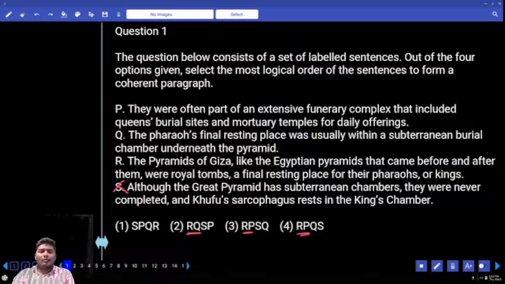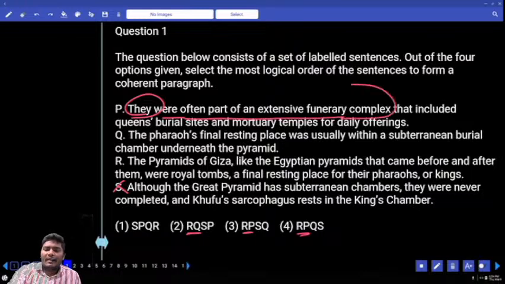Which one is correct out of those two? Tell me your answer. What do you mean by "they" here? Which one is correct? "They were often part of an extensive funerary complex." Which were part of this complex? Complex is nothing but one area. Now what were the part of some area? Tell me your answer. Which one is correct?